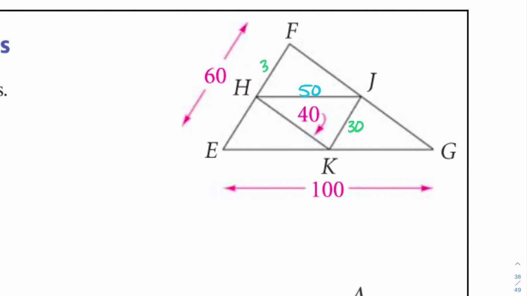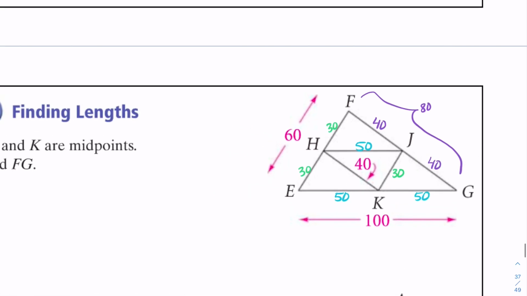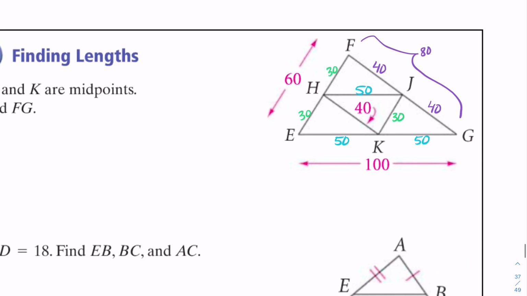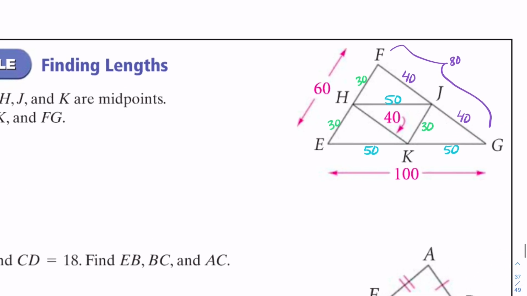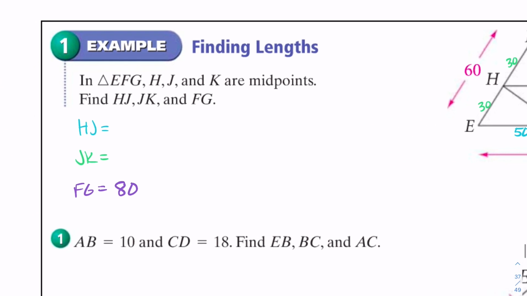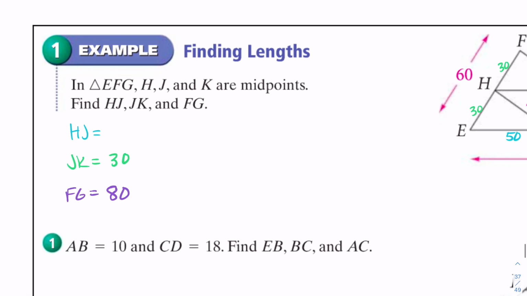So I'll do 30, 30, 30. Here's something cool as well. 50, 50, 50. And then that one is 40, which would make this one 40, which makes this one 40, which makes this whole thing 80. So let's see. FG is what it was asking for, which is 80. It wanted the total length. JK is 30. And HJ was 50.